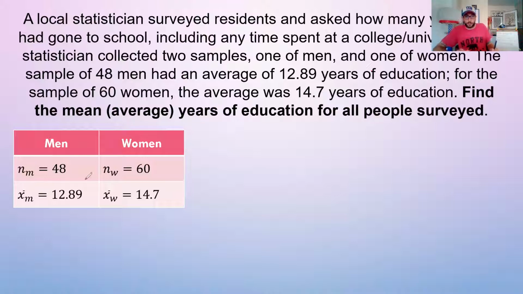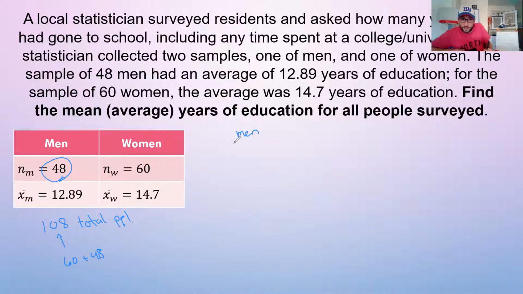If we were going to put all this data together, we would have 108 total people, right? 60 women plus 48 men. Now, for each of the 48 men, I don't know their individual years of education. I know the average is 12.89.